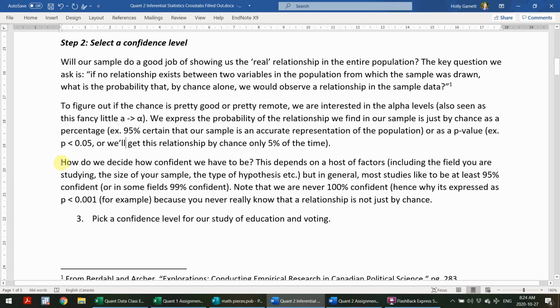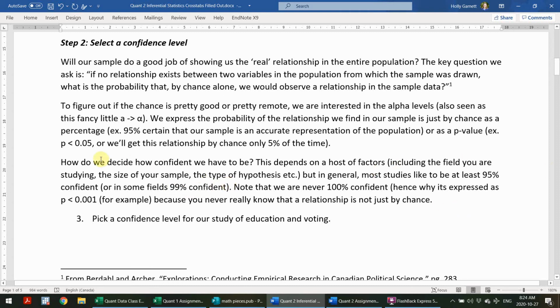All right, so how do we decide how confident we have to be? So this depends on a whole host of factors. So it includes what field you're in, the size of your sample, the type of hypothesis you're making. So in political science, I'm just going to put out a ballpark general figure. Most studies like to be about 95% confident. In some fields, that's like 99% confident. But note that we are never 100% confident.